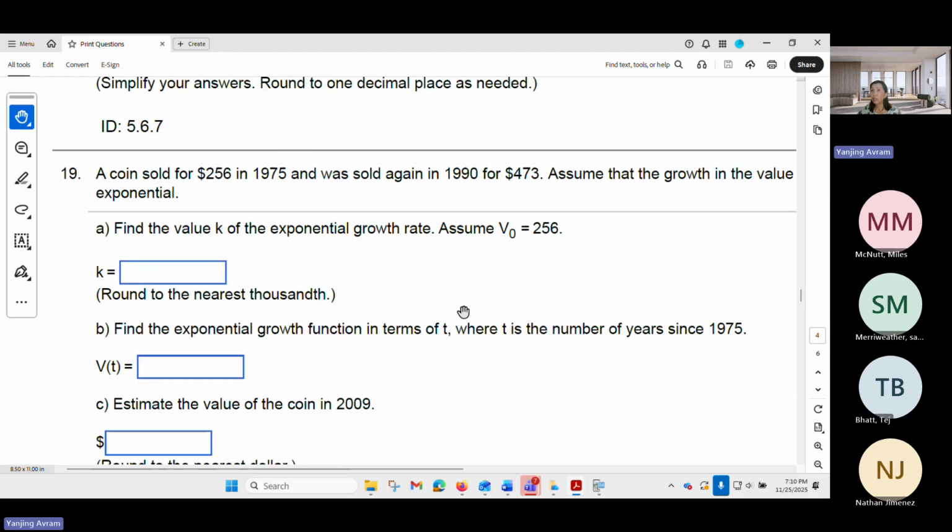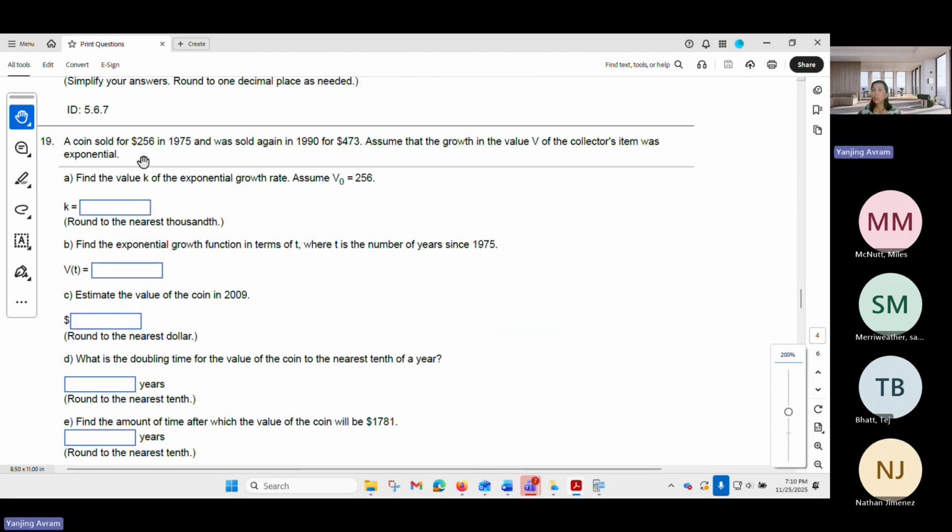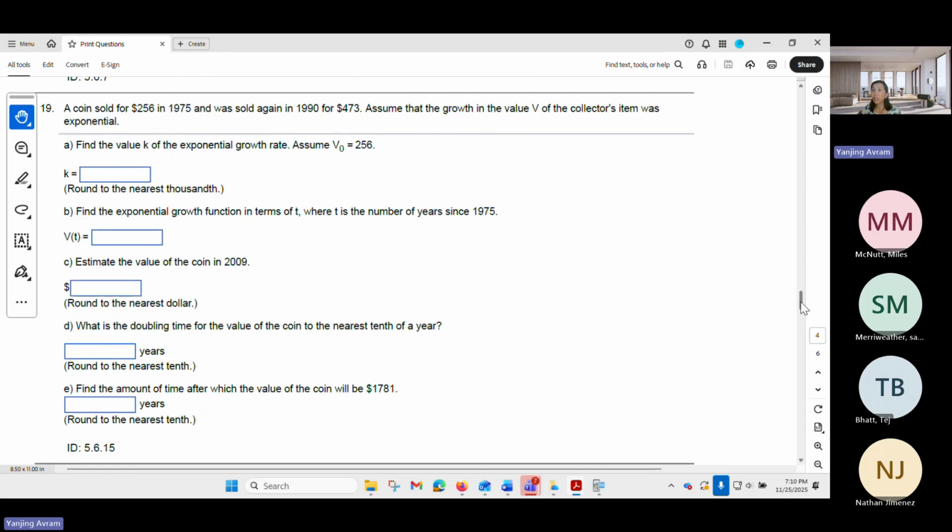Okay, so that is number 18. Okay. Number 19 here is a little bit of application.